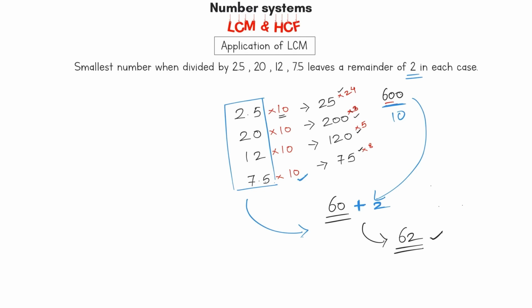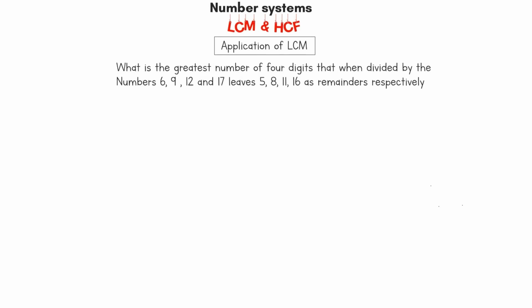Okay, so quite simple, again, the application of LCM. Just find out the LCM, and whatever is the next operation that is being asked, perform that to reach your final answer. Now let's come on to the next question on application of LCM. The question says, what is the greatest number of 4 digits that when divided by 6, 9, 12 and 17 leaves 5, 8, 11 and 16 as remainders respectively?